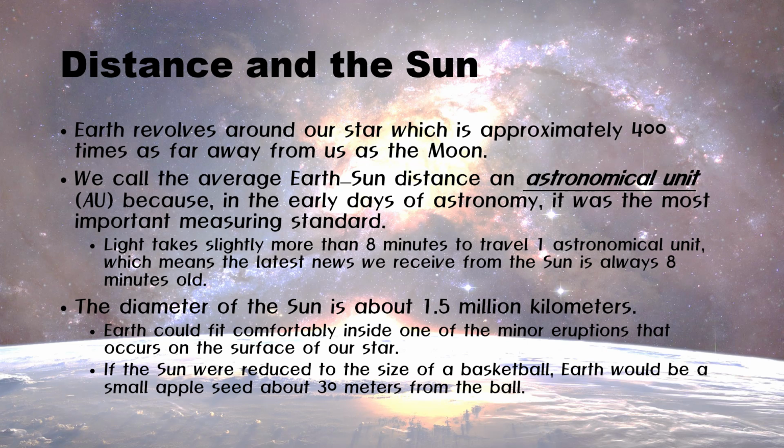Now, the diameter of the sun is 1.5 million kilometers. That's pretty large when we start thinking about that in comparison to Earth, because the Earth could comfortably fit inside one of the minor eruptions that occurs on the surface of the sun. And if we take the sun and shrink it down to something we are more familiar with, let's make that the size of a basketball. Well, if we were to hold that basketball in our hand, the Earth would be, by comparison, the size of a small apple seed that is set out 30 meters from that ball. So this should help give you some visualization of just the scale of things that we're working with here.